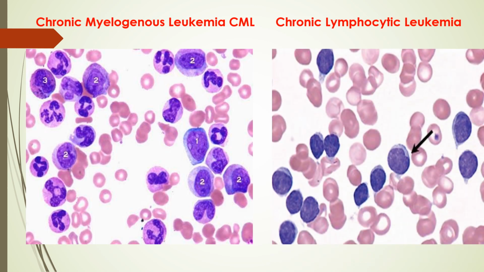This is CLL or chronic lymphocytic leukemia. Just appreciate that it has a lot of lymphocytes. All the lymphocytes look as if they are mature and as if they are normal.